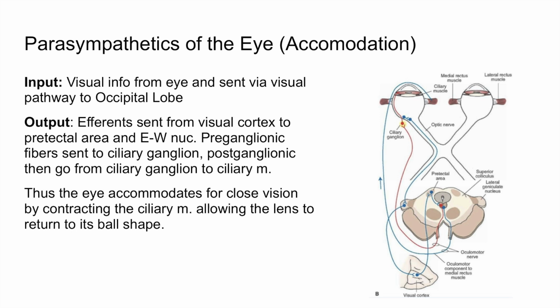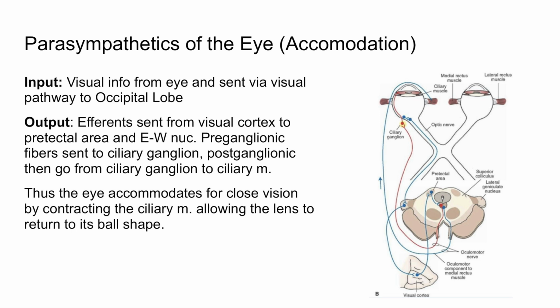Once the visual cortex recognizes a near object, it sends signals forward to the midbrain, specifically to the pretectal area and Edinger-Westphal nucleus. From there, the parasympathetic pathway looks pretty familiar, with preganglionic fibers traveling with cranial nerve 3 to the ciliary ganglion, then postganglionic fibers go via the short ciliary nerves to the ciliary muscle.